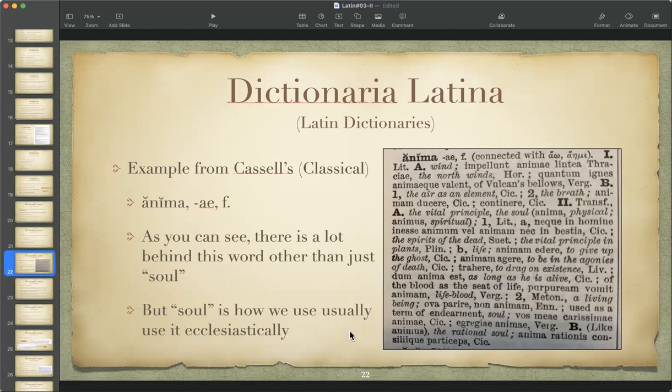Cicero was just a wonderful Latin classical author. Pliny, there we go. There's a Pliny in there. Virgil, yeah, there's a Virgil in there. Cicero was a very important author in the golden age of Latin. So if he wrote anything about it, that word is going to be in the dictionary.